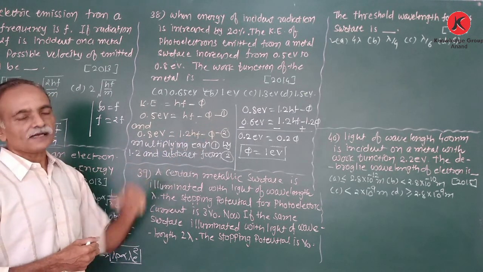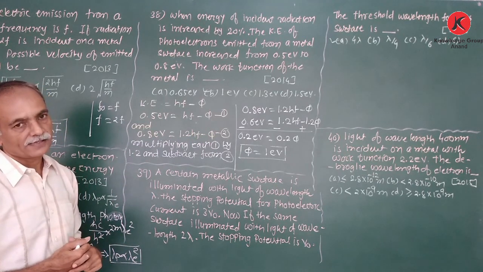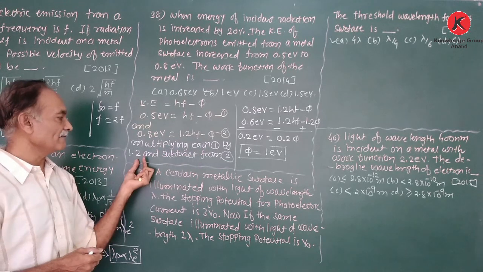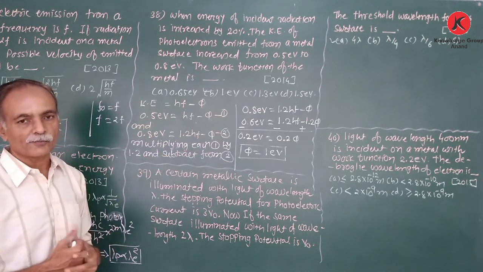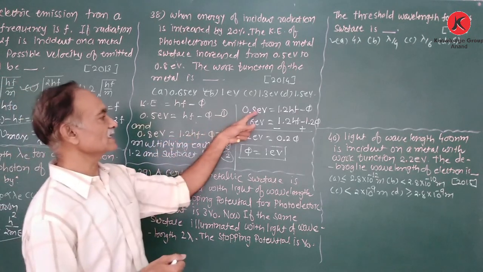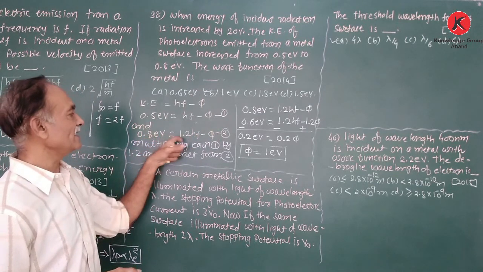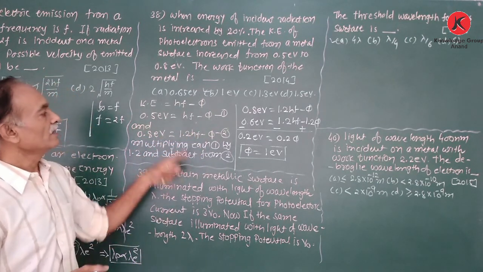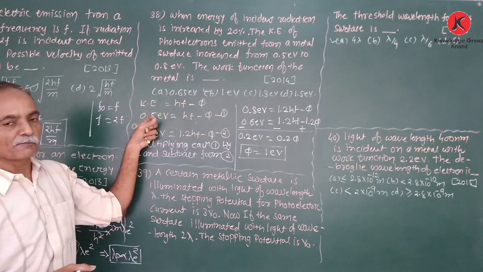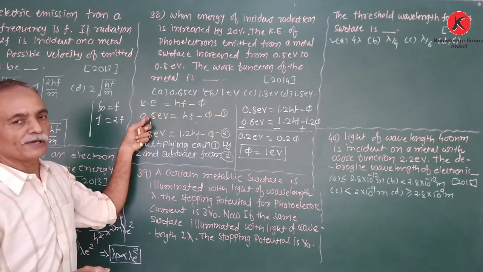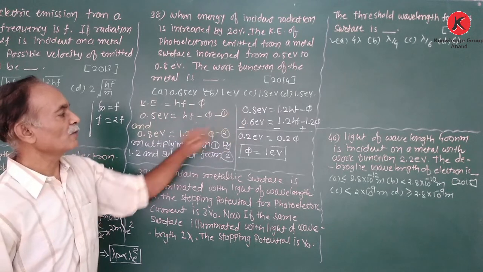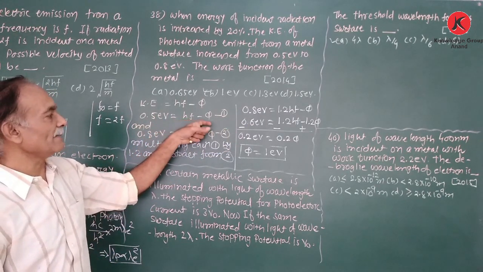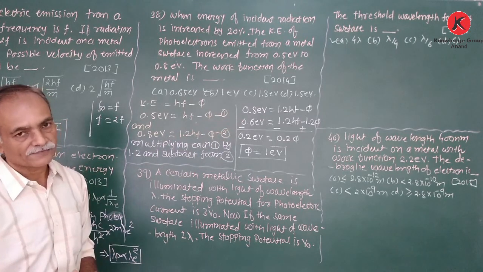We require the work function phi. Therefore, equation 1 multiplied by 1.2 and subtracted from equation 2. So first, equation 2: 0.8 eV is equal to 1.2 hf minus phi. Now, equation 1 is multiplied with 1.2. Therefore, 1.2 into 0.5 is equal to 0.6 electron volt, which is equal to 1.2 hf minus 1.2 phi.